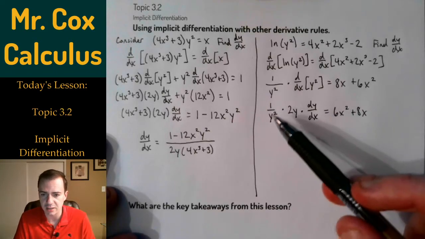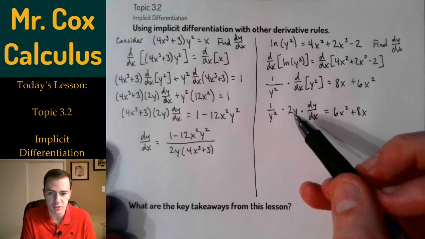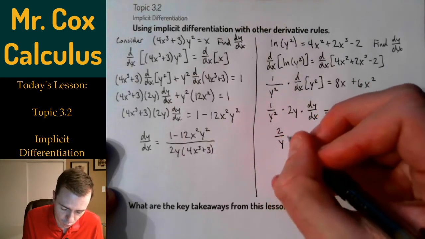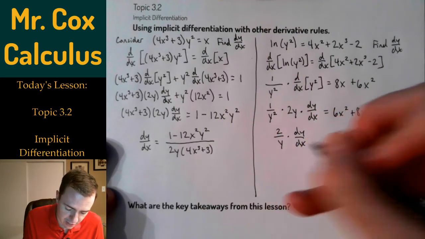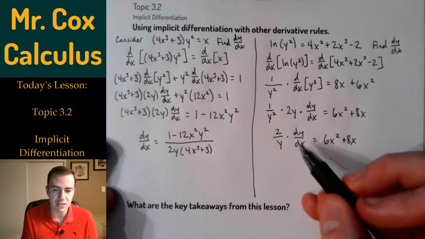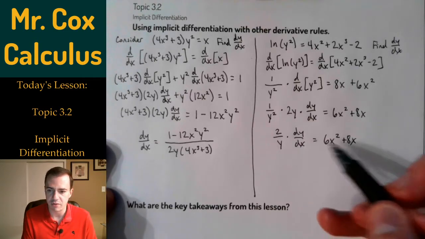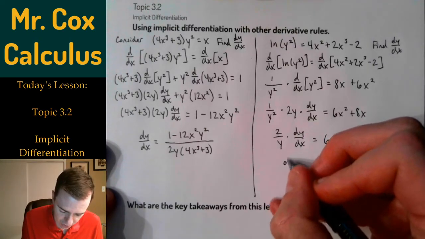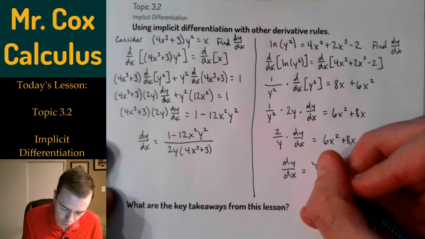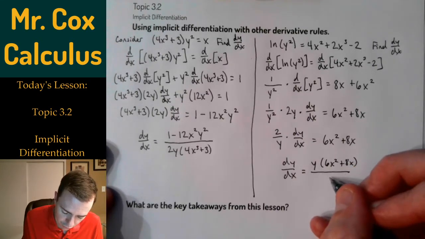Now if I look at the left side here, I can do a little bit of simplification. I can do 1 over y squared times 2y. This y can go into the y squared, and I can write this as 2 over y times dy dx equals 6x squared plus 8x. And now to get dy over dx by itself, I just want to multiply by the reciprocal of 2 over y. So if I multiply both sides of the equation by y over 2, I get dy dx equals y times 6x squared plus 8x all over 2.